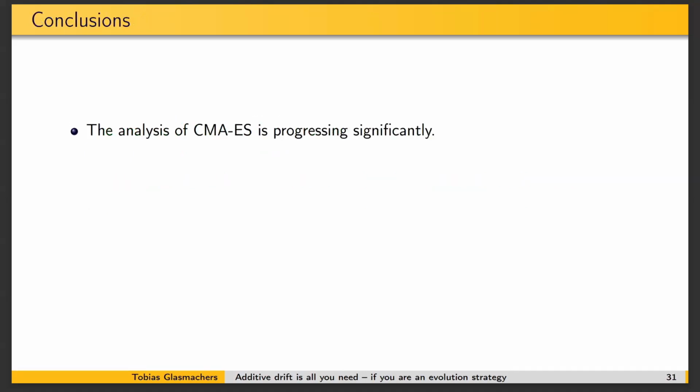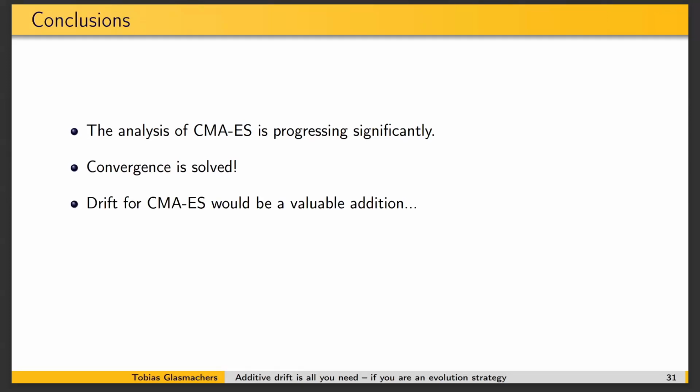And with that, I want to conclude. Time's up anyway, basically. So I hope I convinced you that analysis of CMA-ES is progressing significantly in recent years. In particular, Amon's Markov chain results are noteworthy. So convergence is solved. Linear convergence at a rate that's independent of the problem instance, but we don't have the rate. And for many reasons I showed you in this presentation, I think that drift would be a very valuable addition to that analysis. But we are close, but we are not exactly there yet.